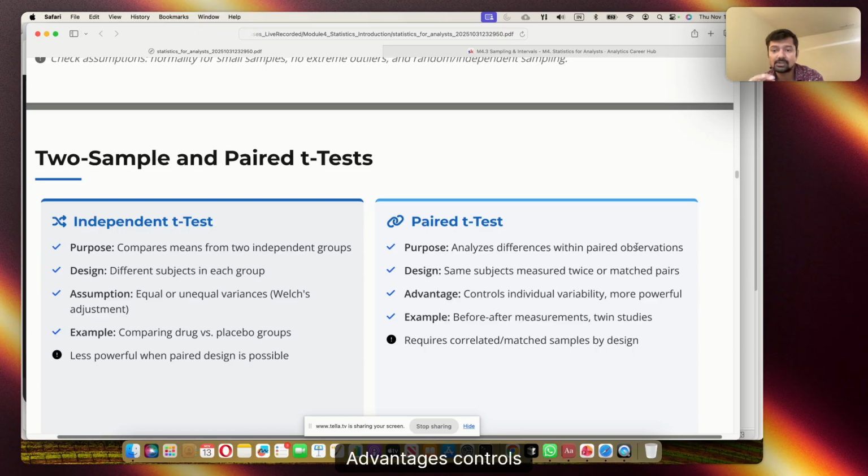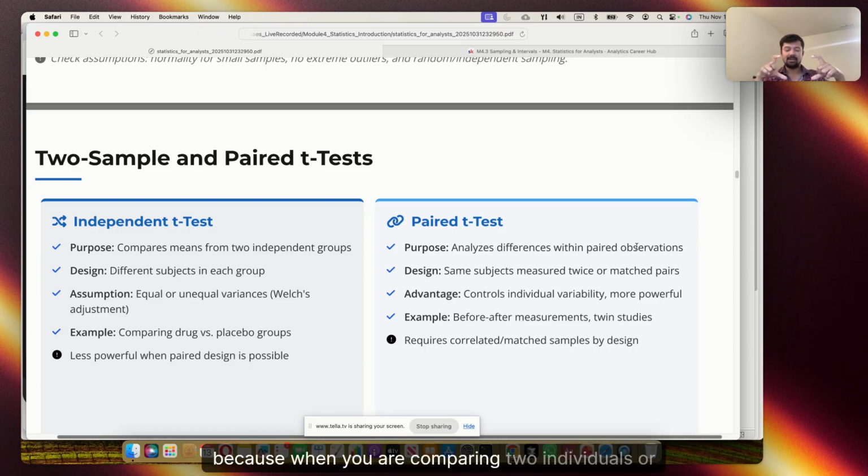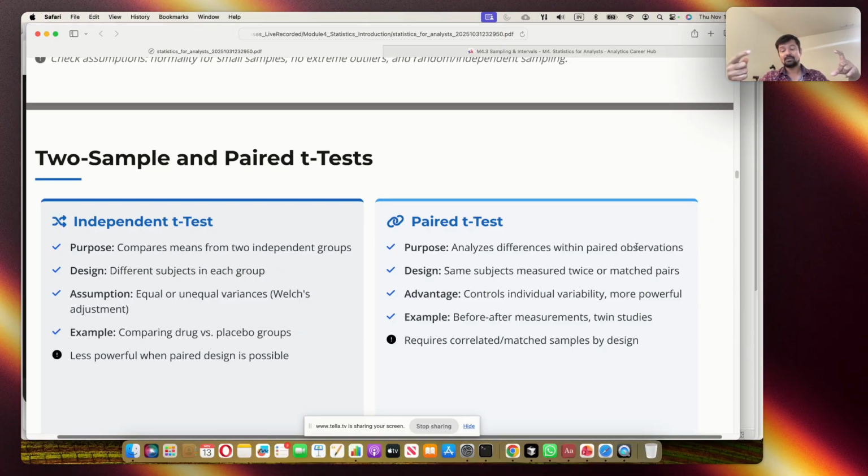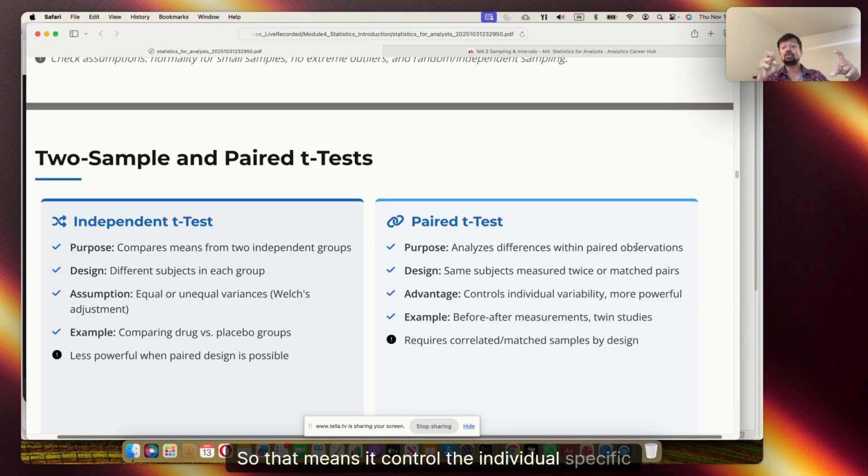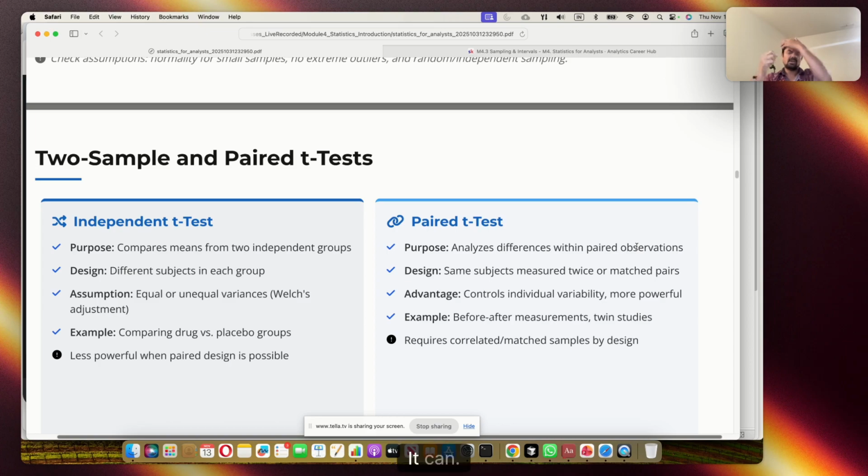The advantage is that it controls individual variability, and this is more powerful. When you compare an individual with another individual, this individual was measured at multiple times. That means it controls the individual-specific variability, and it can provide a more meaningful, more powerful result than the independent t-test. There can be many examples: before or after treatment, twin studies, longitudinal sampling. A lot of things can be done with the paired t-test.